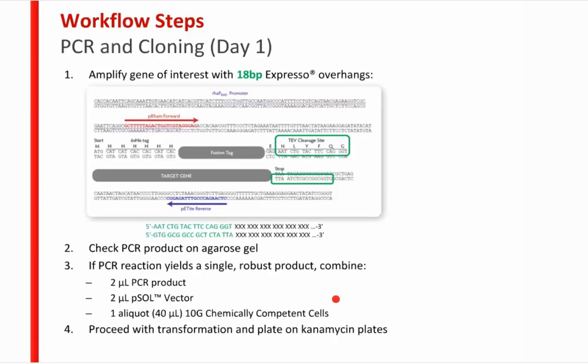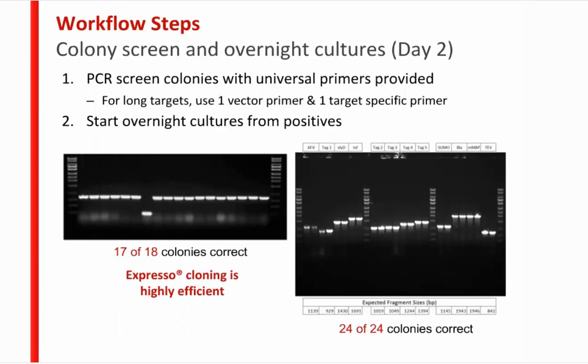The cloning in Expresso cloning is mediated by homologous recombination, which actually happens naturally inside E. coli cells. So it's fairly simple and straightforward. And you may be wondering if it works because there are no incubation steps with an enzyme. But in fact, it's a very high efficiency cloning method. Here are the results of 2 colony screens, which is something that you could do on the next day, on day 2.